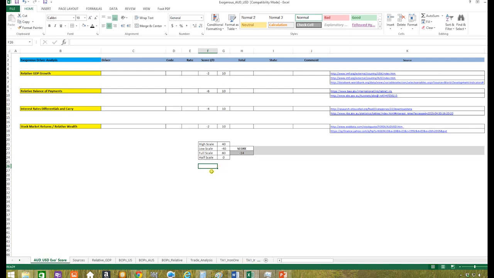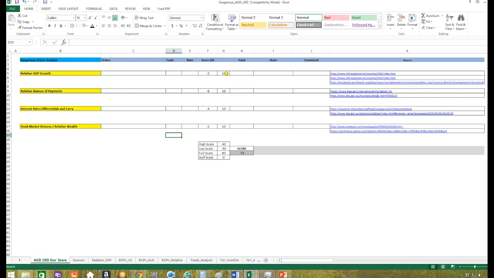So if you navigate now to the file Aussie dollar US dollar exo score, you'll see here that we have our 4 exogenous drivers and our scorecard for each. So each of our drivers is coming in at a minus number, so deflationary for Australia, and presenting us with a short bias on the Aussie dollar US dollar.